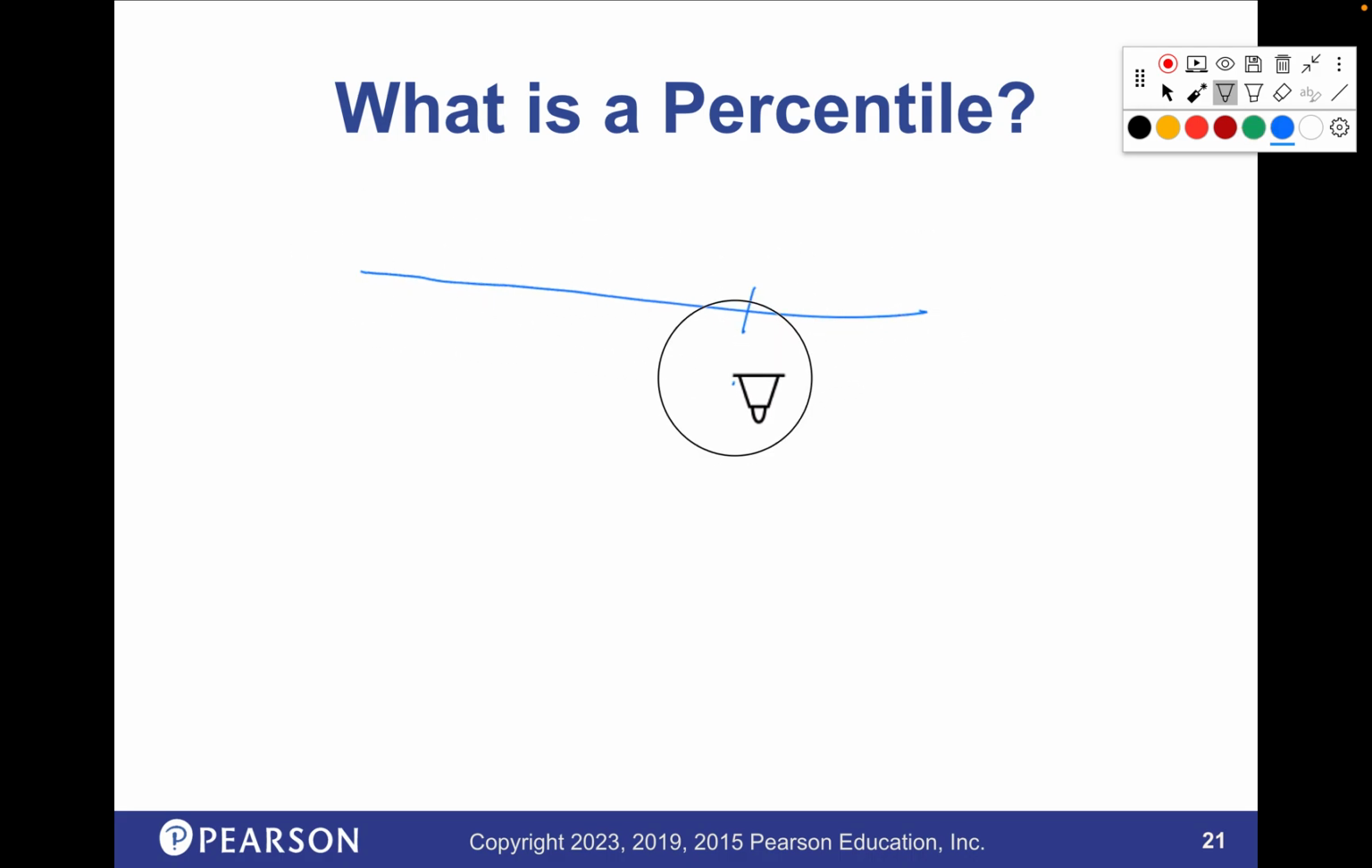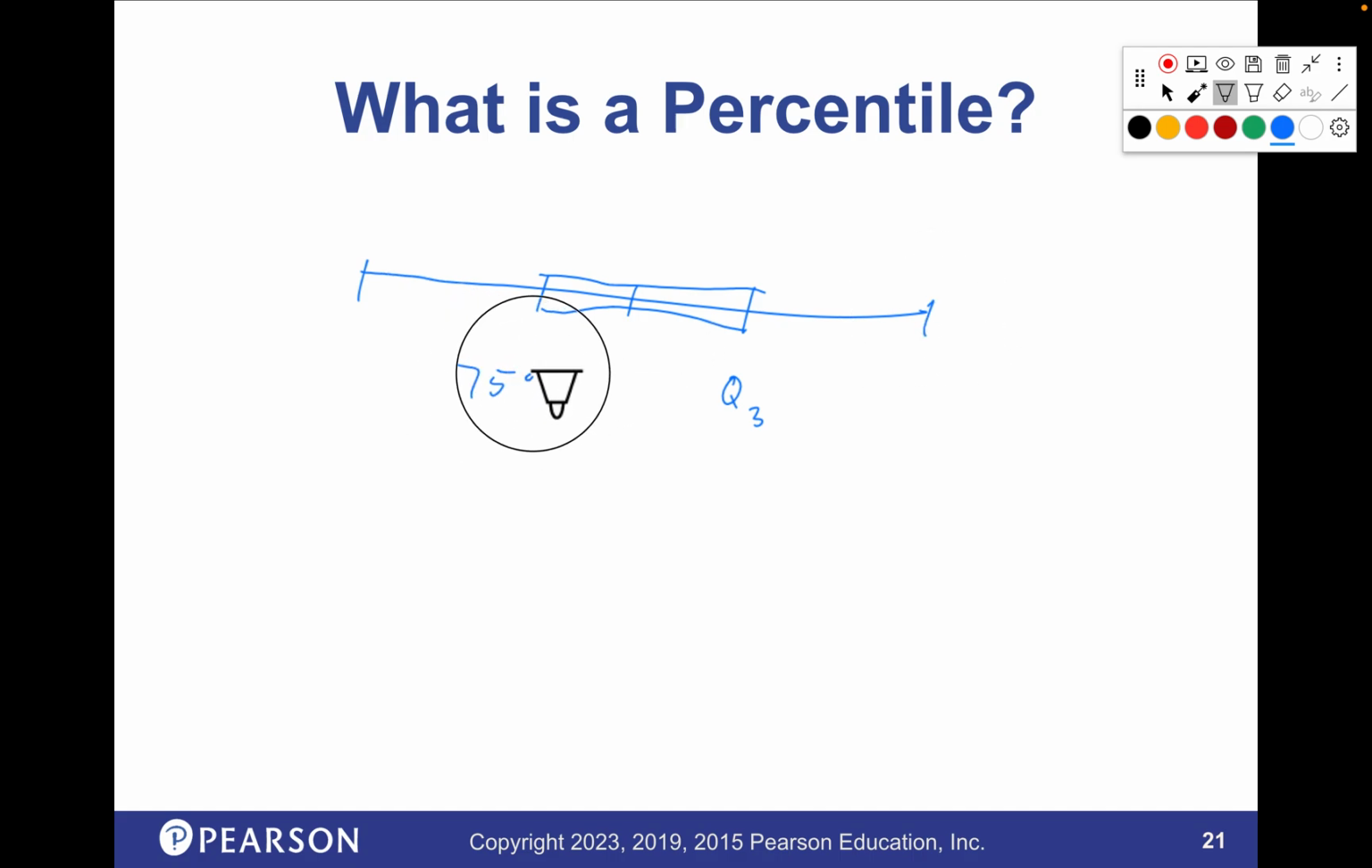So if I'm at Q3, Q2, Q1, draw my fancy little box and whisker, I know that 75% of the data is down here. That's a quartile. Percentile is the same concept. It's just that it's the percent below the data.